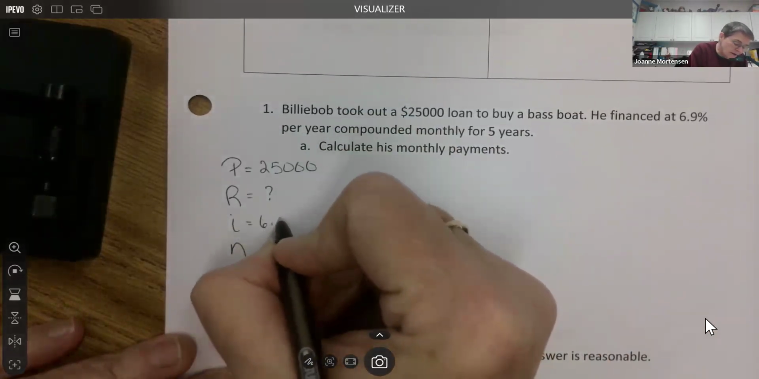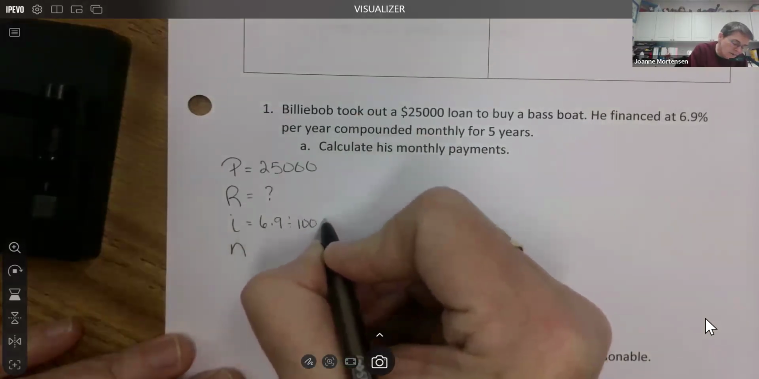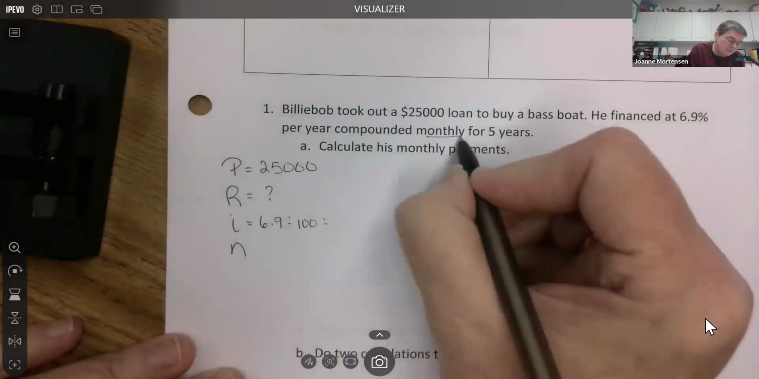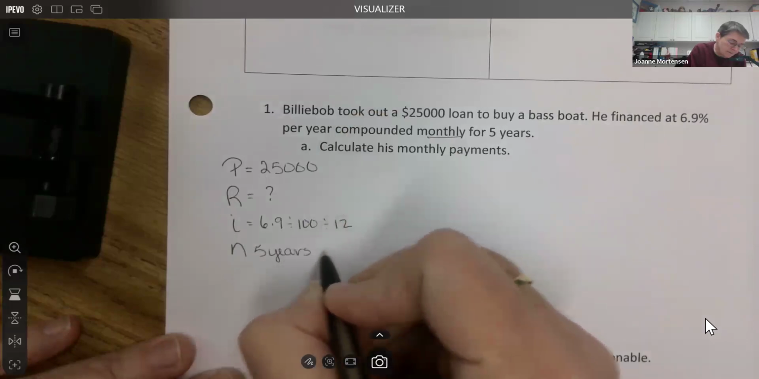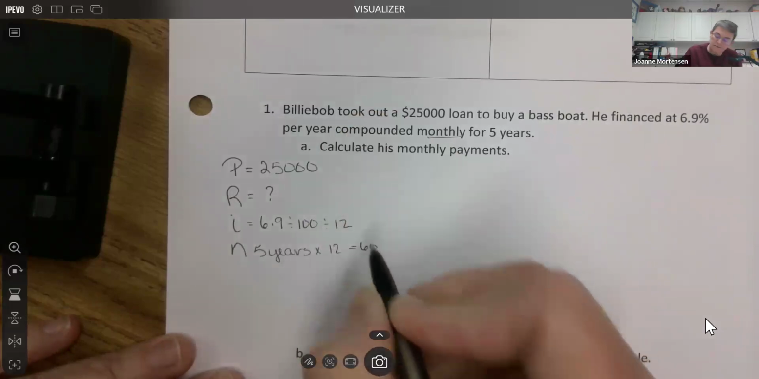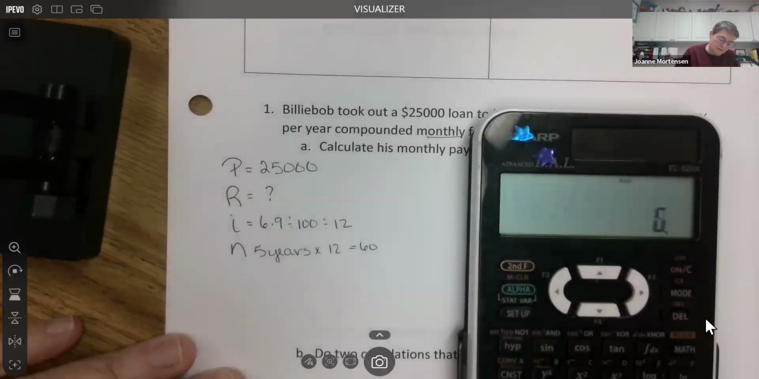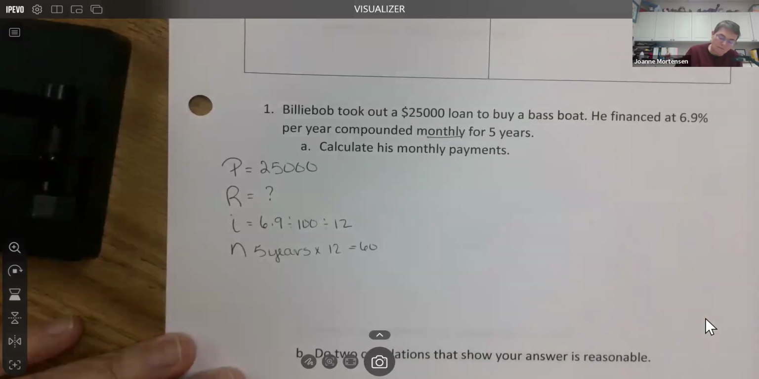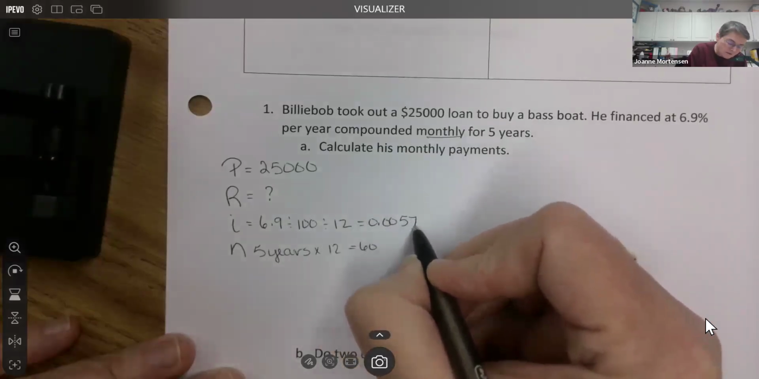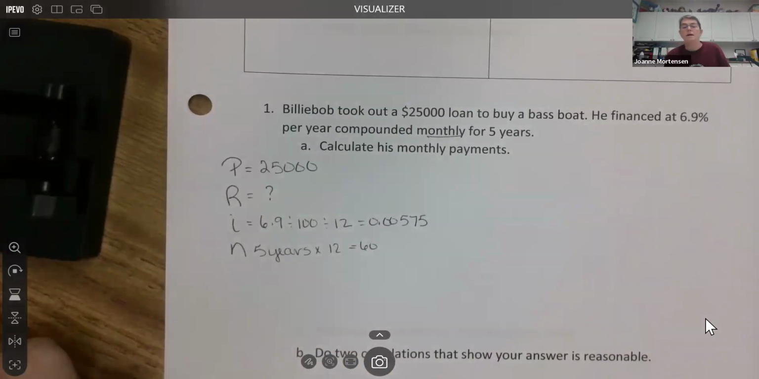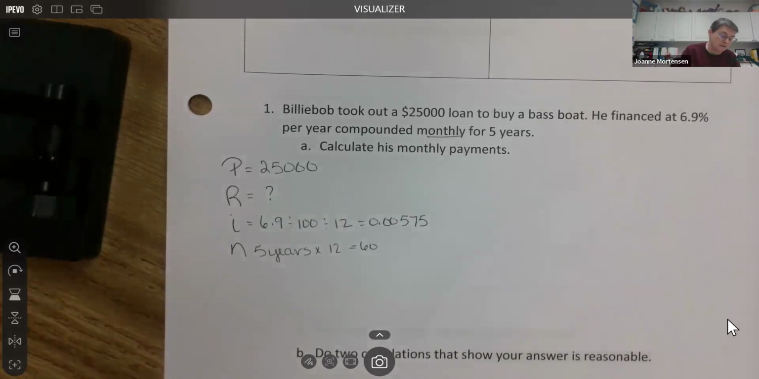6.9 divided by 100 divided by, oh, monthly, 12, and it's 5 years times 12, and that's 60. 6.9 divided by 100 divided by 12 equals 0.00575. Okay. If you take finance, I'm sure they won't always work out to a nice terminating decimal. It could be like a crazy number. But again, you have fancy calculators in those classes to do this.